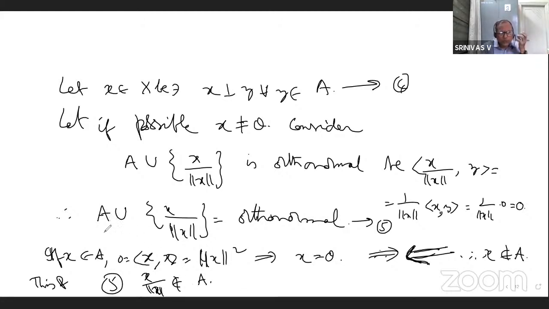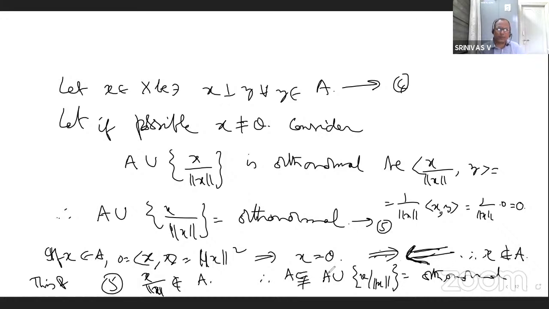So you could get an element which is not in capital A, and this union is orthonormal. So capital A is contained in a larger orthonormal set. Therefore, capital A is properly contained in A union x by norm x, which is orthonormal, and this violates that your capital A is complete.